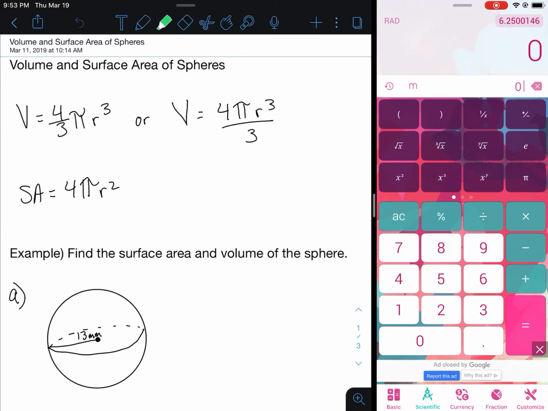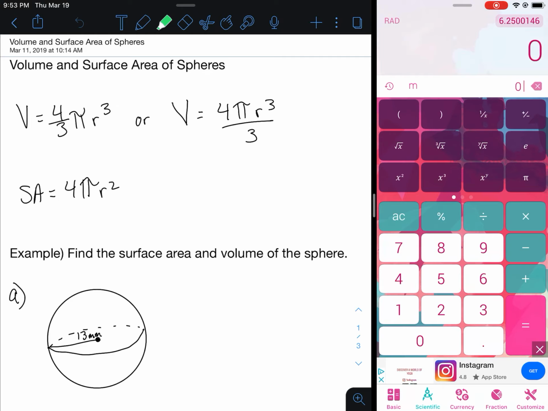All right, today we're going to be learning about volume and surface area of spheres. Remember, a sphere is a ball shape, like a soccer ball, a basketball, volleyball, baseball, softball. All of those are different types of spheres that we can see in our everyday life.